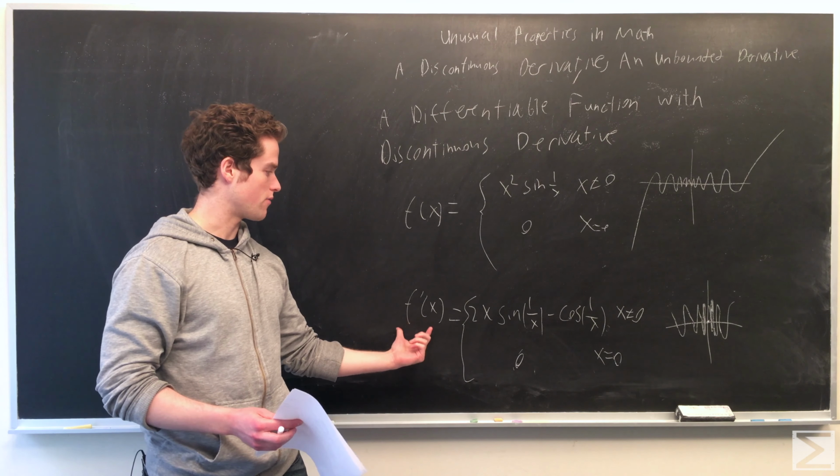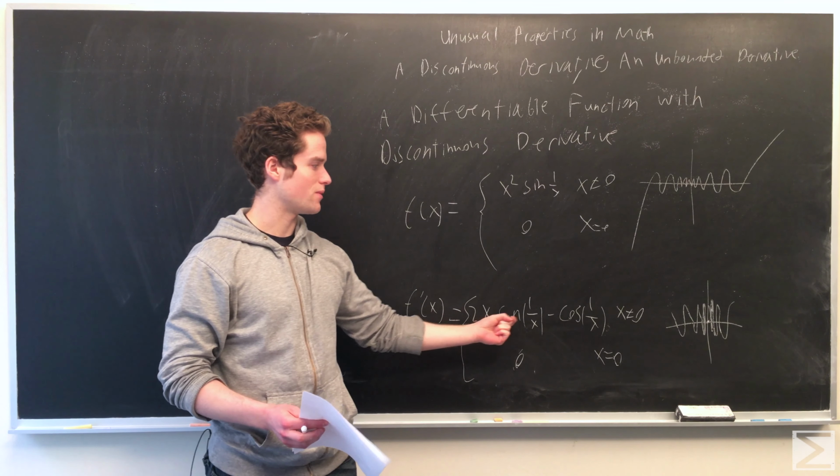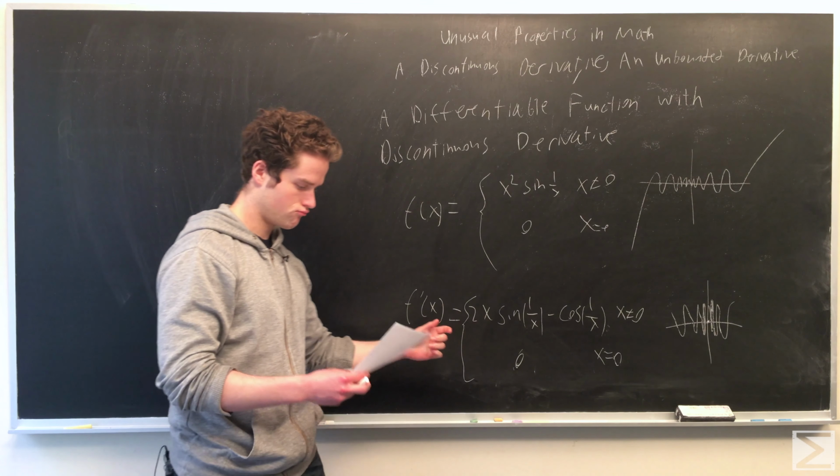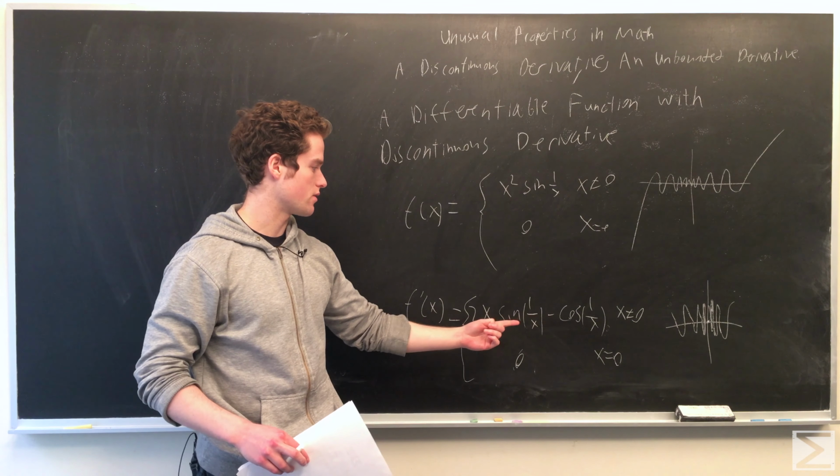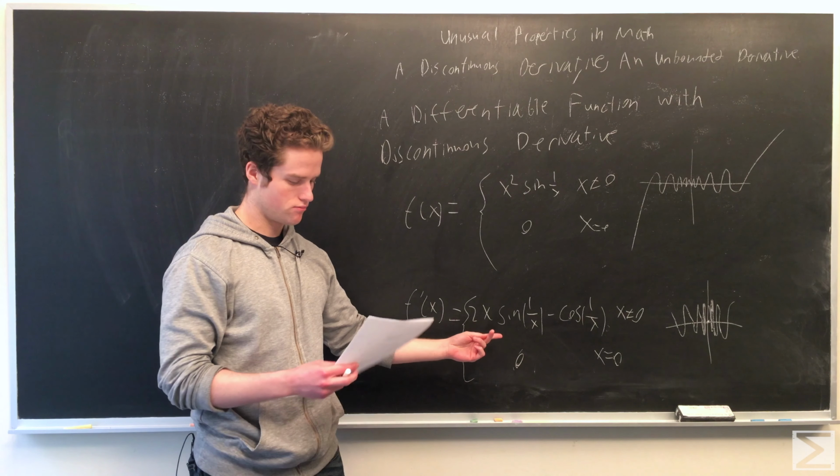And so f prime of x equals 2x sine 1 over x minus cosine 1 over x when x does not equal 0, and 0 when x equals 0.